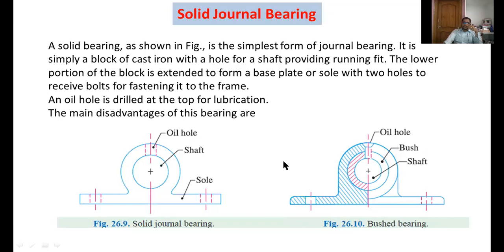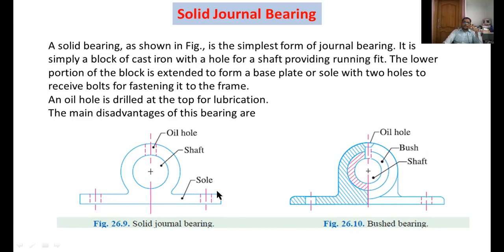Now I am going to explain solid journal bearings. These are example diagrams for a solid journal bearing. This one is the bushed bearing. A solid bearing, shown here, is the simplest form of journal bearing. It is simply a block of cast iron with a hole for a shaft, providing a running fit. The lower portion of the block is extended to form a base plate or sole with two holes to receive bolts for fastening it to the frame. This is called a base. This base contains two holes, which are used for screw fastening.